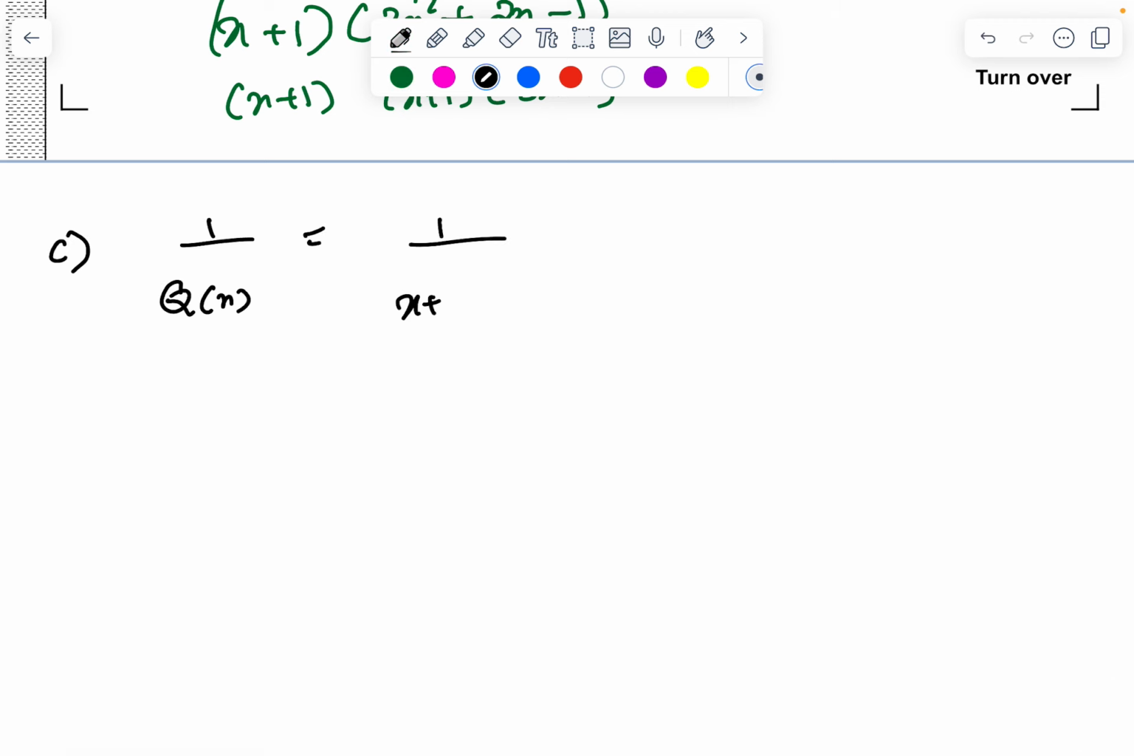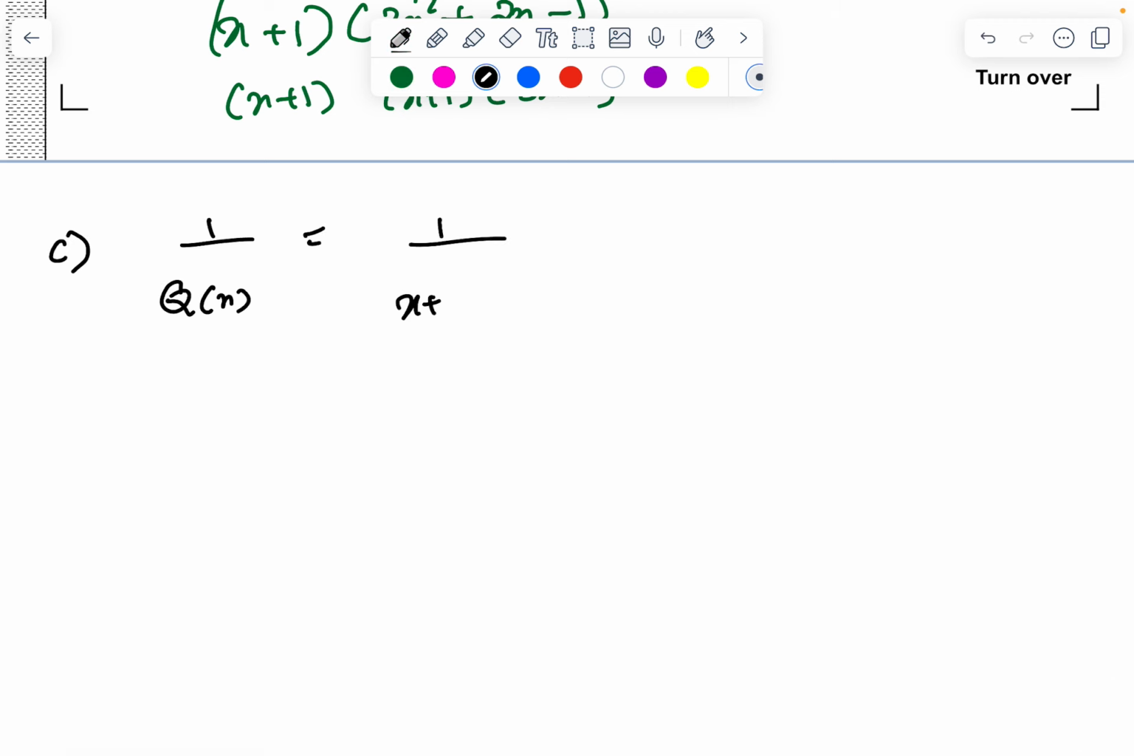So from there, 1 equals A times 2x plus 1 plus B times x plus 1. So x equals negative 1: 1 equals A times negative 2 plus 1 plus B times 0. So 1 equals negative A, so A equals negative 1. Then x equals negative 1 upon 2: 1 equals A times 0 plus B times negative 1 upon 2 plus 1. 1 equals 1 upon 2 B, so B equals 2.